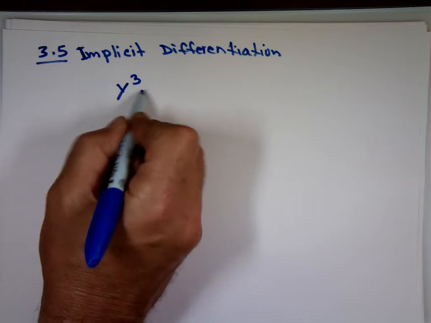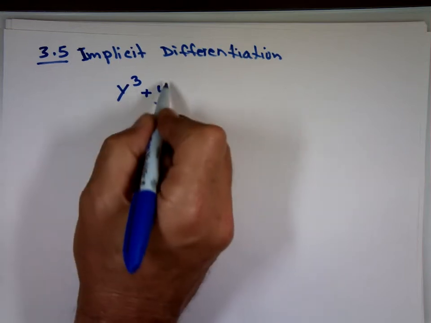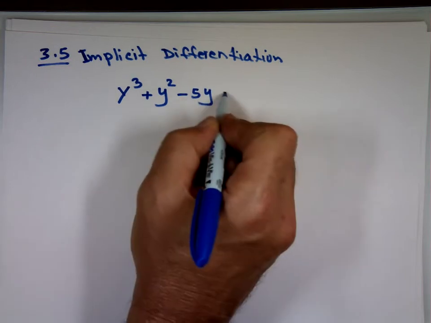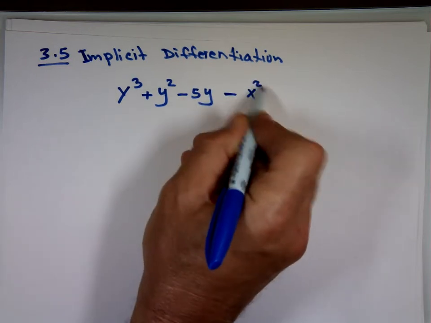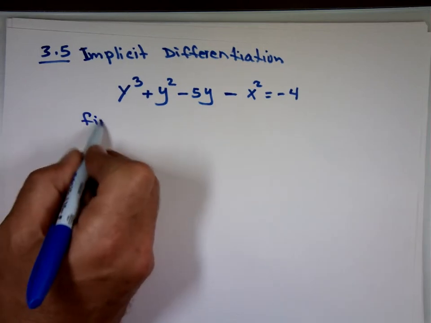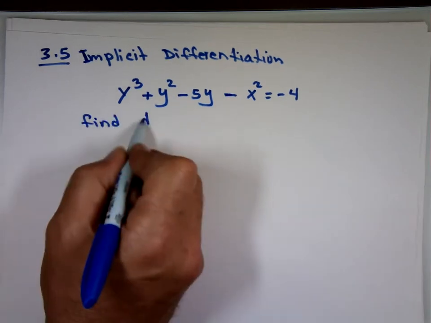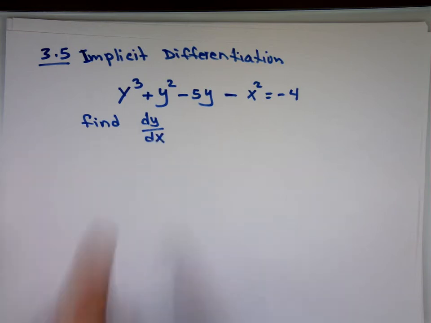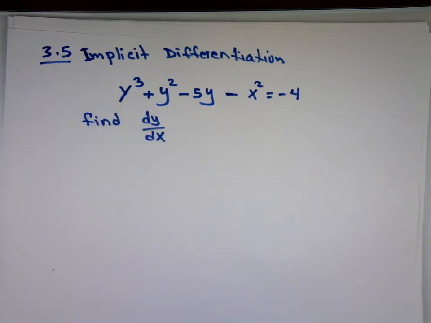An example, you have this problem, y cubed plus y squared minus 5y minus x squared equals -4. Find dy dx. Notice there's nowhere on earth I can solve this problem for y. I can't. None of us.